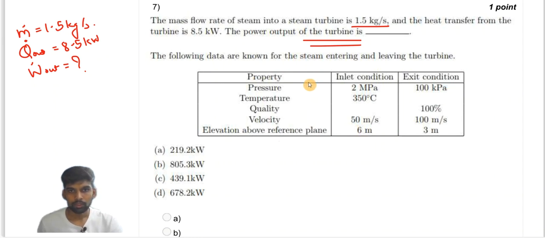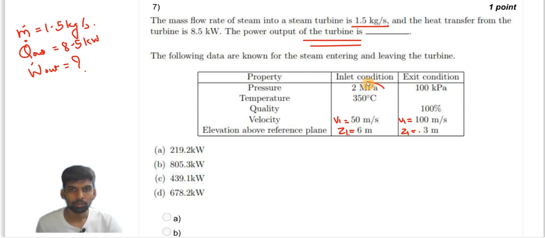So at inlet condition we have velocity V1 equal to this, Z1 equal to this. Just put the value, get the answer. And at exit condition at 100 kPa, V2 is equal to this, Z2 equal to this.